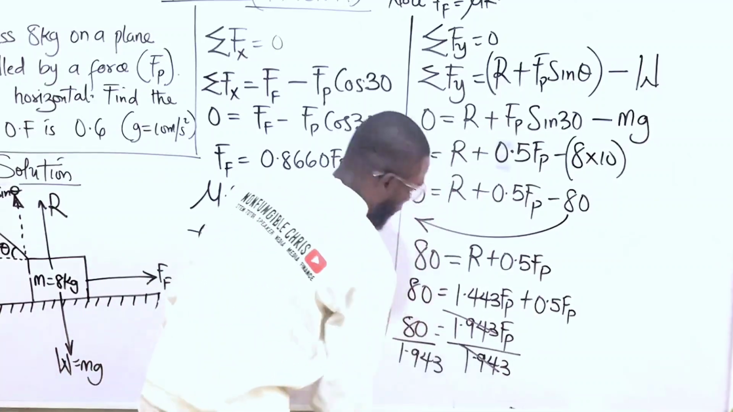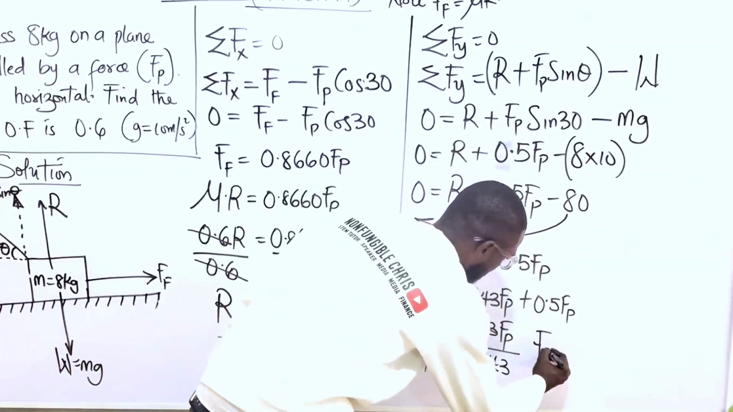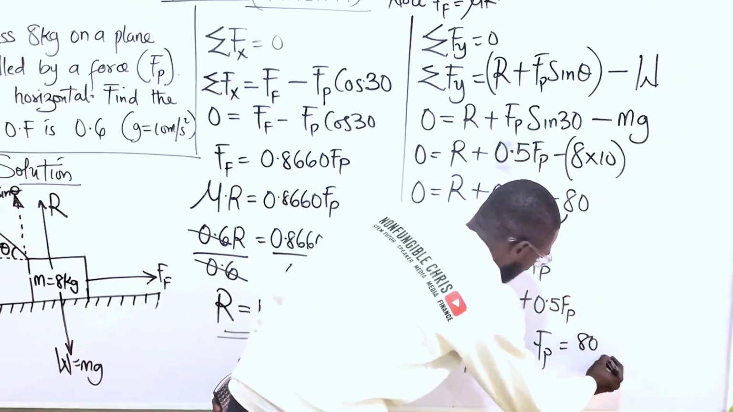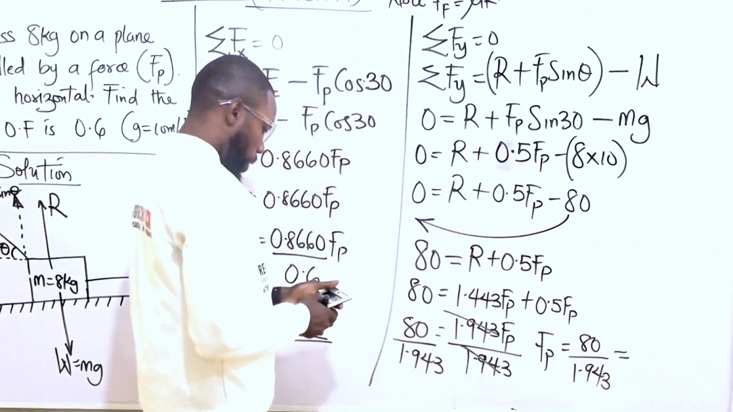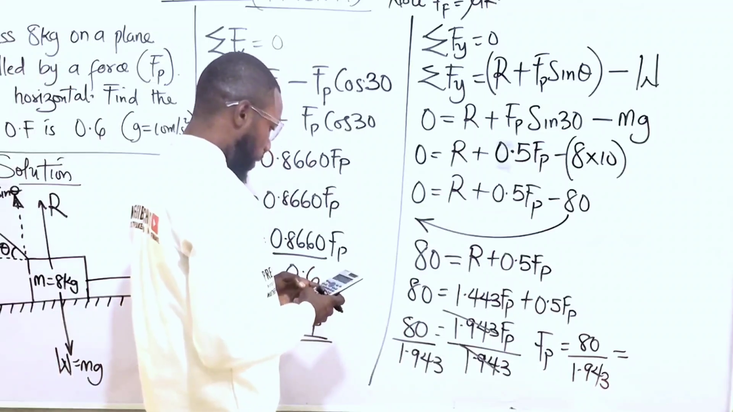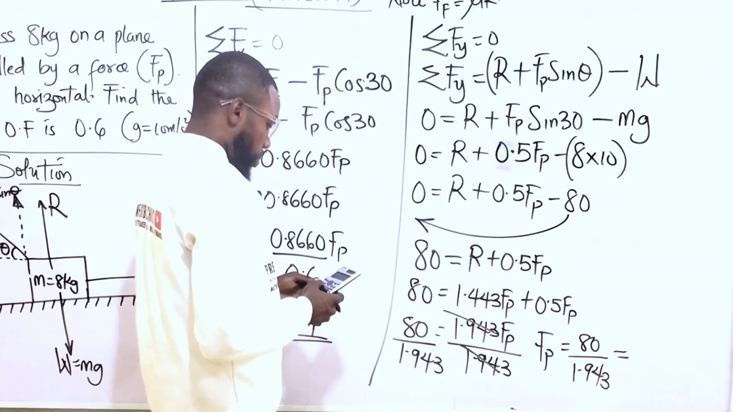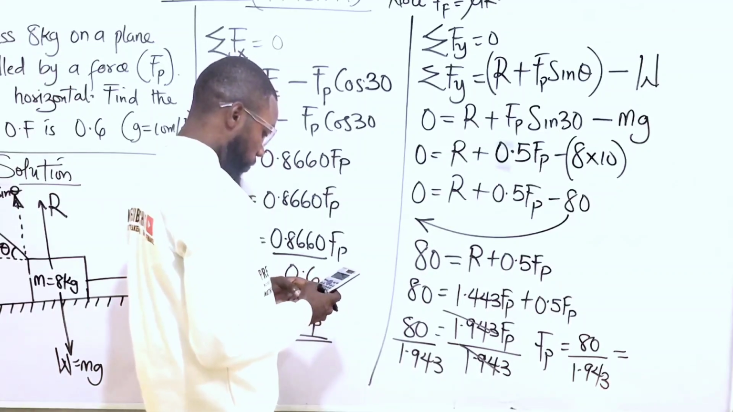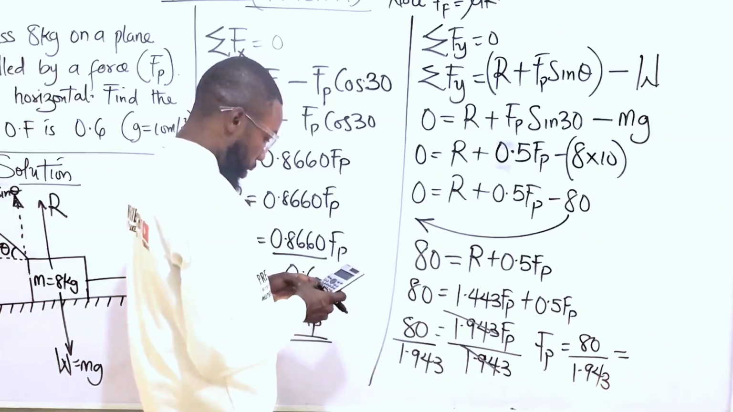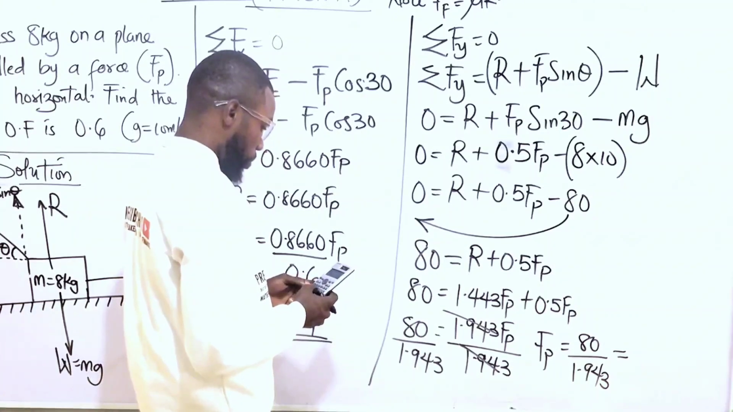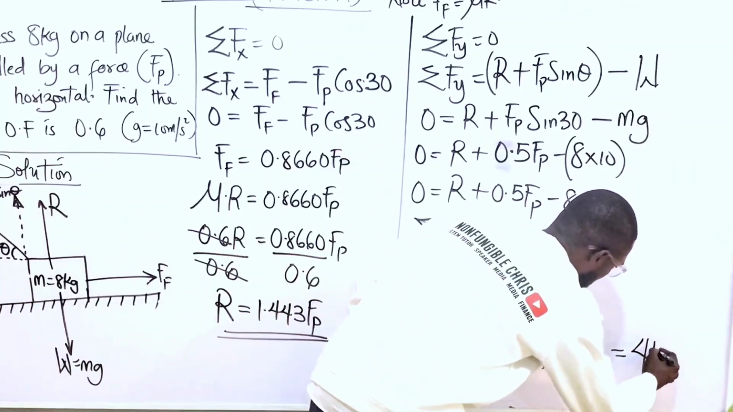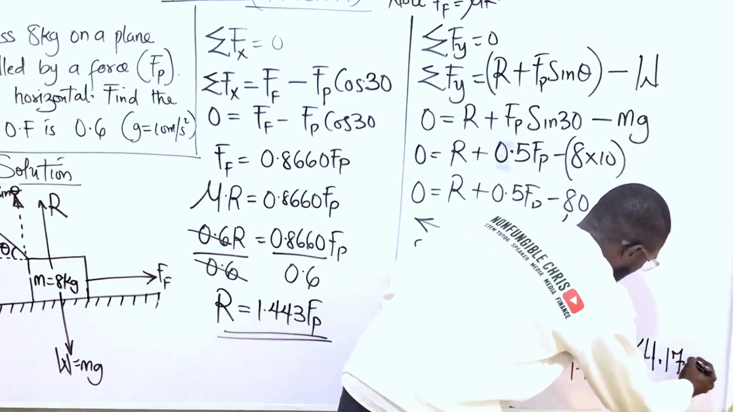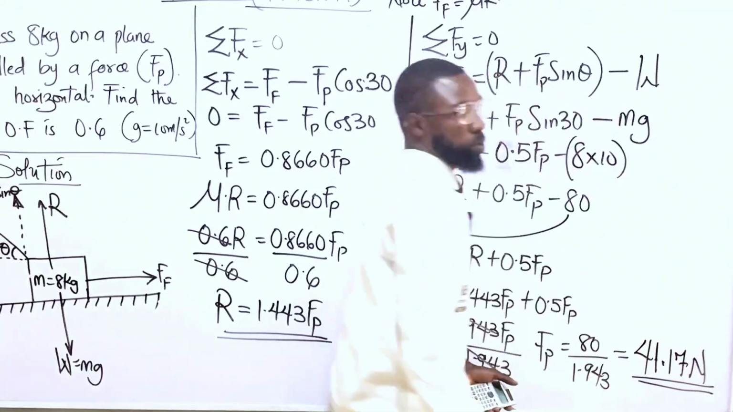With that, divide both sides by 1.943. This will take off this. Our Fp becomes 80 over 1.943. That gives us what? Let's look at that. 80 divided by 1.943 is 41.17. The answer is 41.17. So you see how it works now.